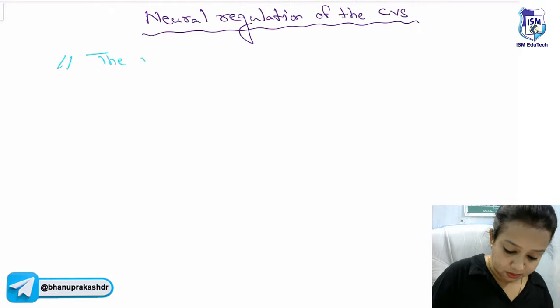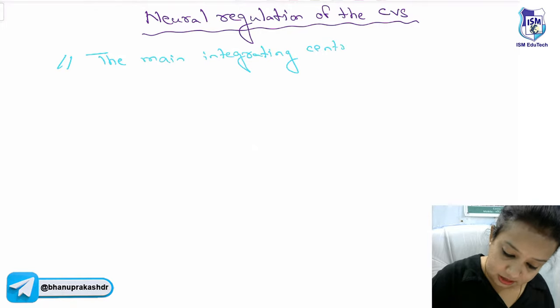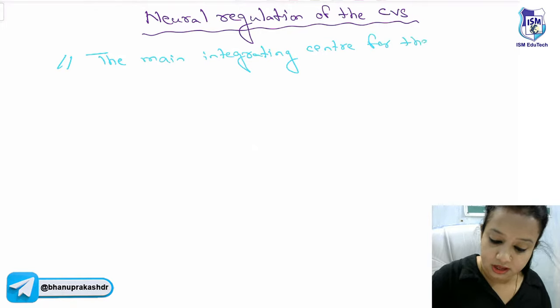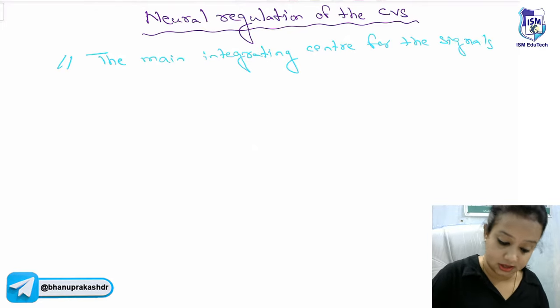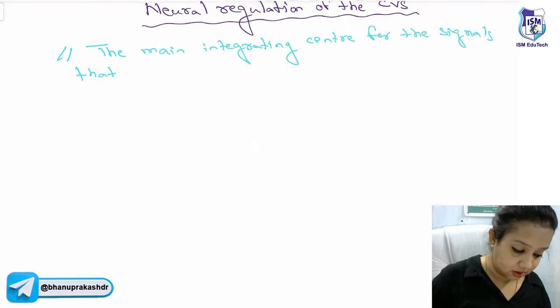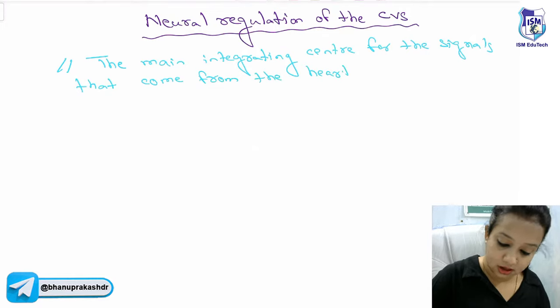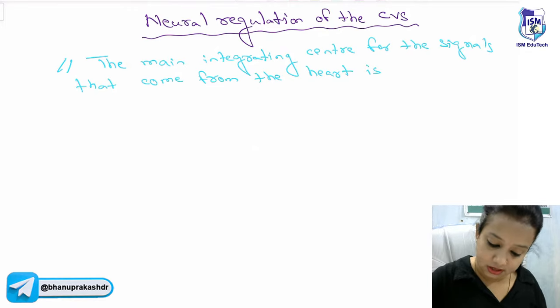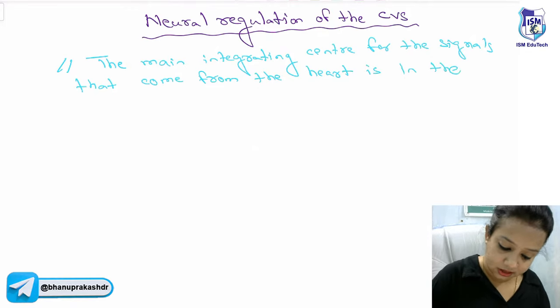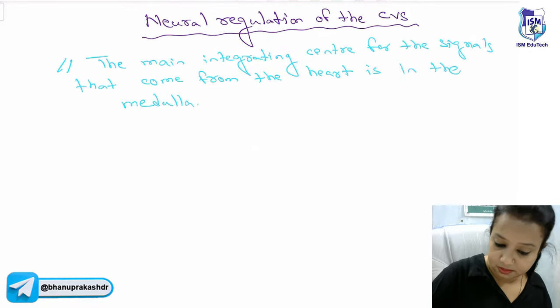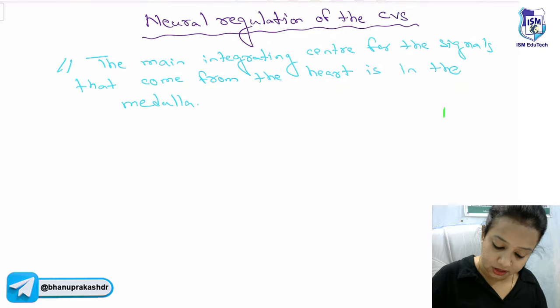The main integrating center for the signals that come from the heart is in the medulla. It's in the medulla. Okay, the main signal that comes is in the medulla.